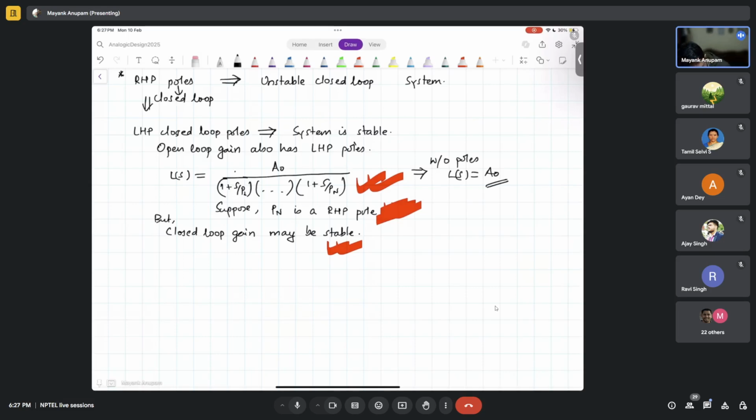Anyway, so this is what the system loop gain expression will look like if the loop gain expression has no poles. Now tell me, if P1 and all the poles become larger and larger, where is the loop gain tending? Again towards A naught, right? The loop gain expression. The easiest way to look at this is, if P1 or all the P's tend to infinity, what will be the loop gain expression? It will be A naught.